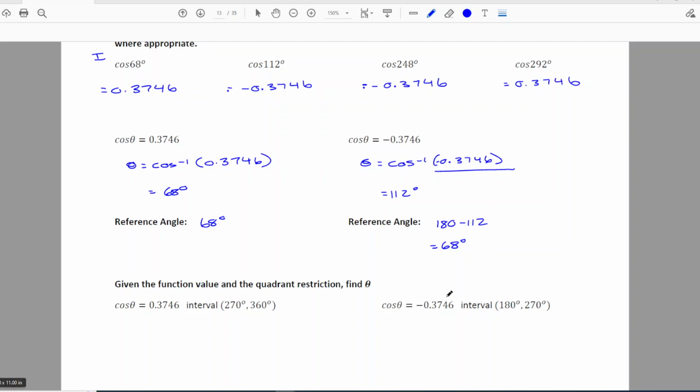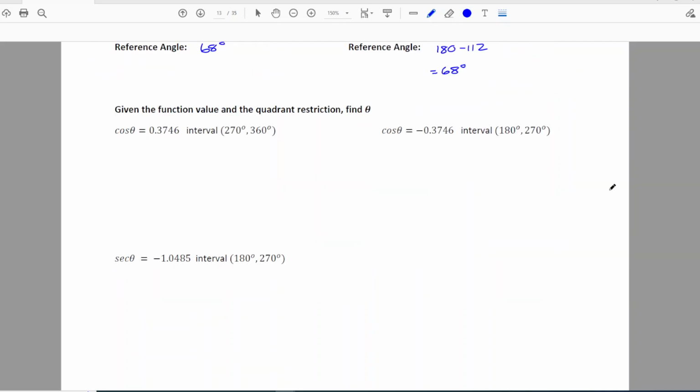What am I talking about? Well, let's look at these two questions. If the question said cos theta equals positive 0.3746, and you wanted to give the answer in the interval 270 to 360, your calculator won't. If I type in inverse cos of 0.3746, we know it's going to give us 68 degrees. It doesn't give us the answer in that interval. Our job is then to put it in that interval.